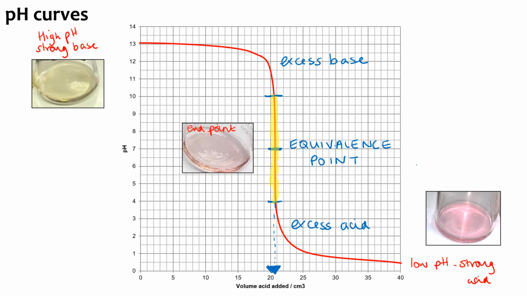And we can read off the equivalence volume, so that's the volume of acid added to neutralise the base in this case. And we can also look at the pH at equivalence, which won't always be pH 7. That depends on the substances you start and end with. But for this particular graph, it does end up being pH 7.